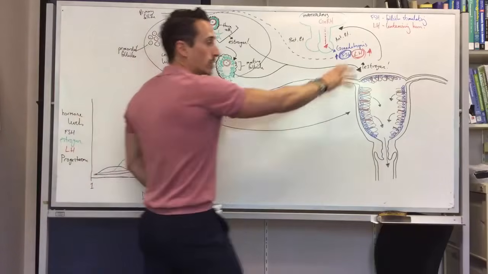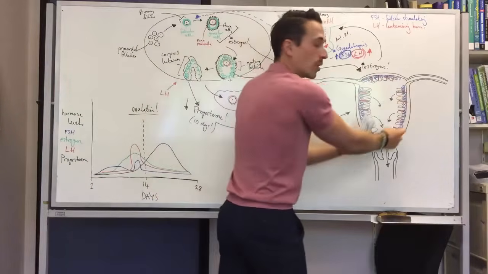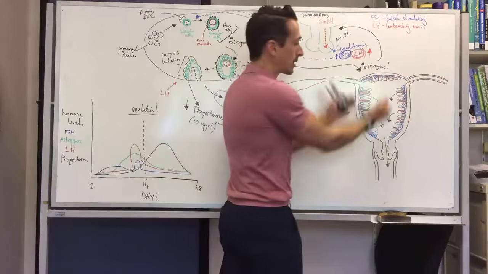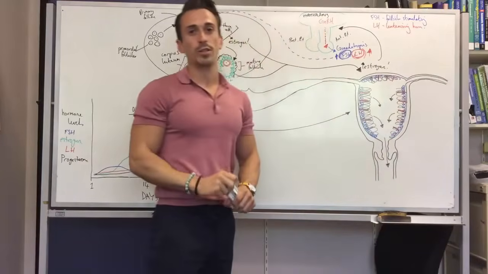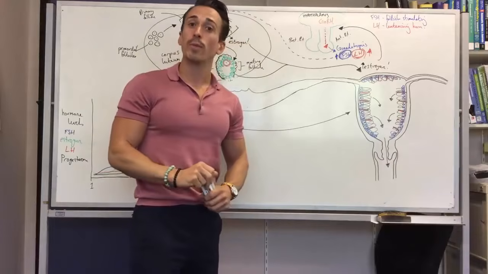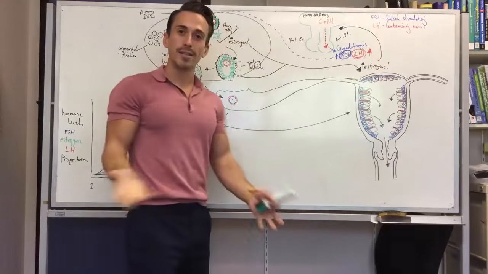Once progesterone levels start to drop off, the endometrial lining starts to die and slough off, and this is called menstruation. In the next video, I'll talk about what happens if that egg does get fertilized.